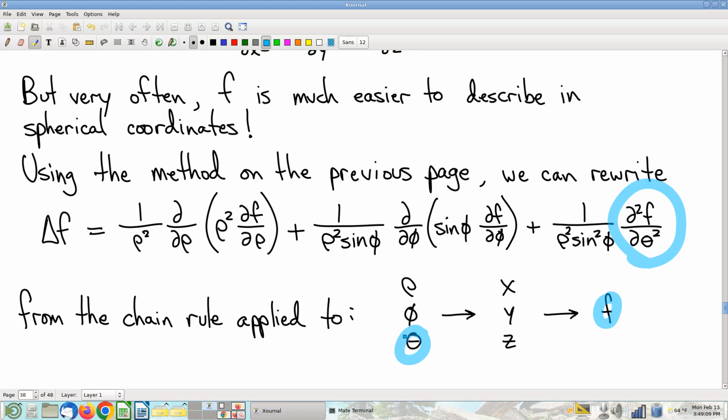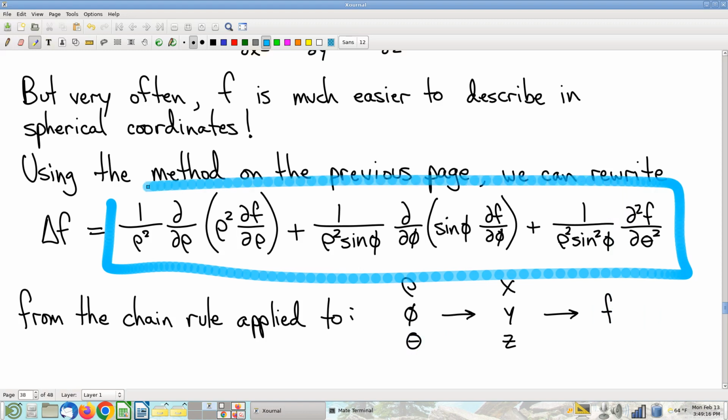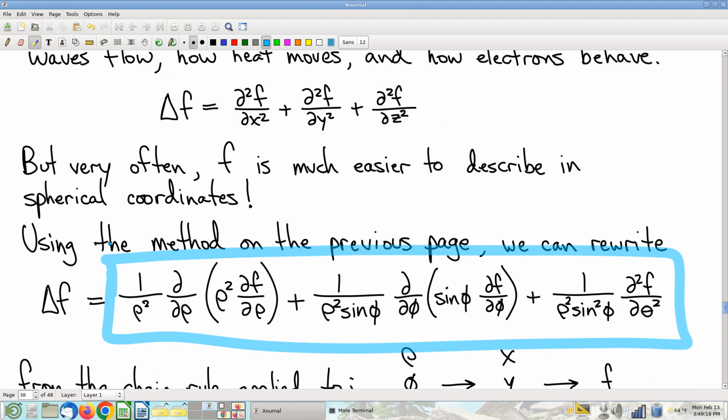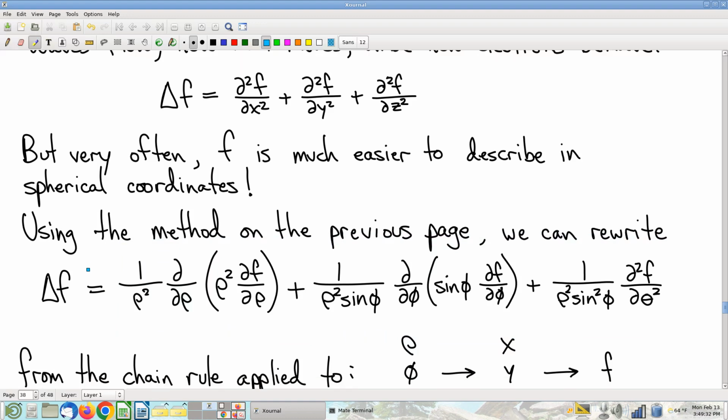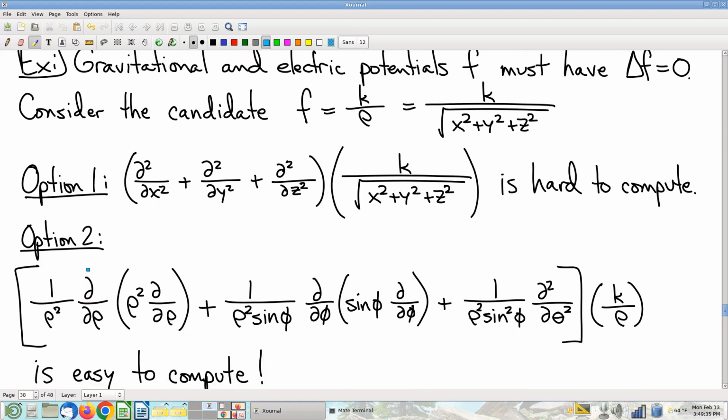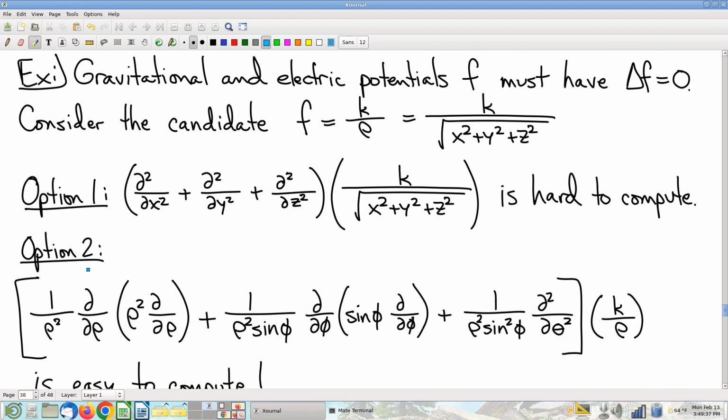And if you crank all that out and plug in for them, this expression, this great big thing, will turn exactly into that. Okay, so that's where this monstrosity comes from. Now, why is this monstrosity useful? Isn't it clearly uglier looking? No. Let's look at this real world scenario.